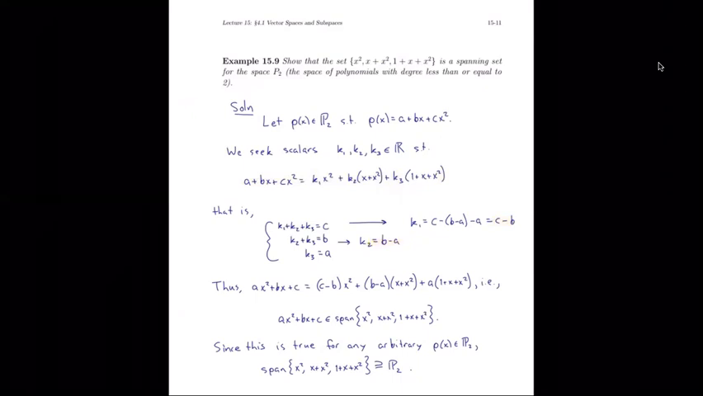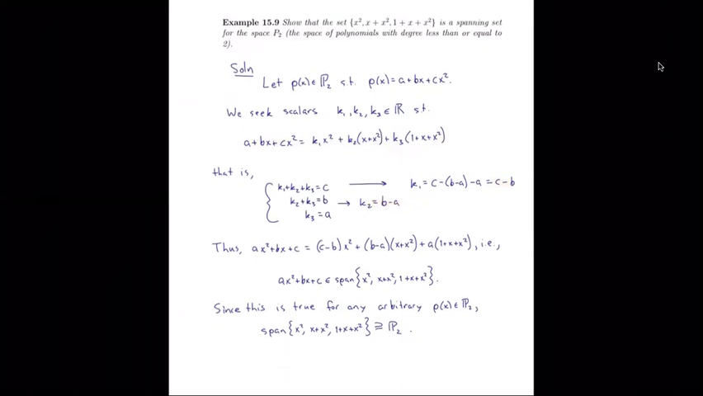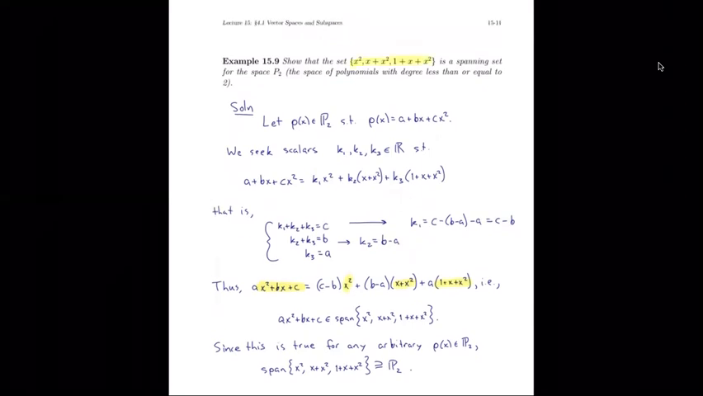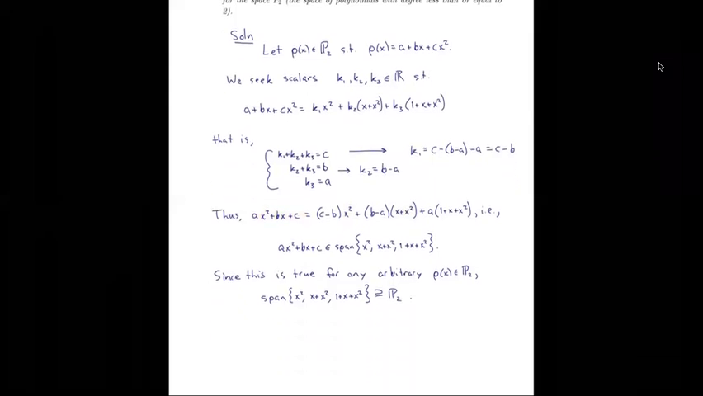We found explicit values for K1 through K3 in order to rewrite this arbitrary polynomial we wrote down. We can form it from a linear combination of the 3 polynomials in our set. So it's any old polynomial in P2, and it turns out we can find a linear combination, this one here, in order to generate it or create it. And so that means that we could do that for any polynomial in P2. So this polynomial is in this span.